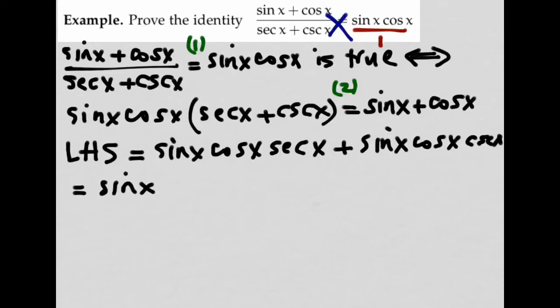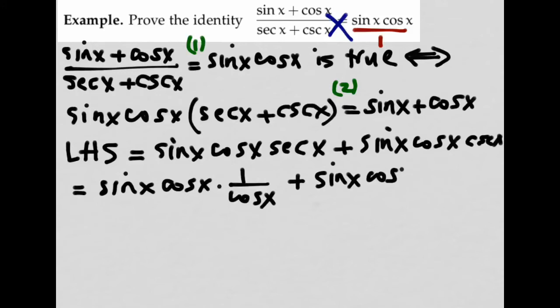We have sine x, cosine x, and secant x is the reciprocal of cosine, so secant x is simply 1 over cosine x, plus sine x times cosecant x, and cosecant x is the reciprocal of sine x. Now note that cosine x times 1 over cosine x is simply 1. So our first term is simply sine x.